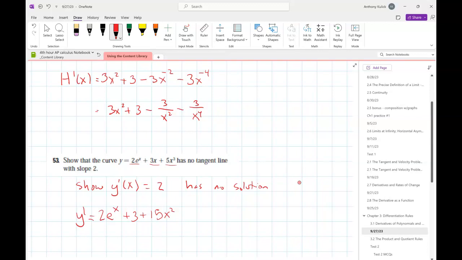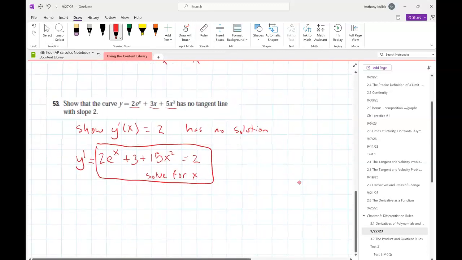Okay. So what I'm going to do now is set that equal to 2 and try to solve for x. So how would I solve that equation for x? Sure, we could subtract the 3 over. What's going to happen after that? No, that won't work.